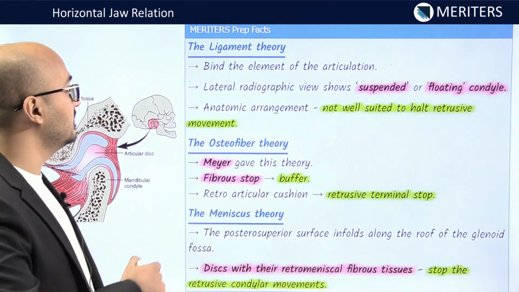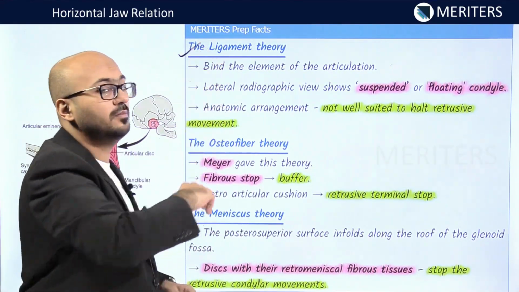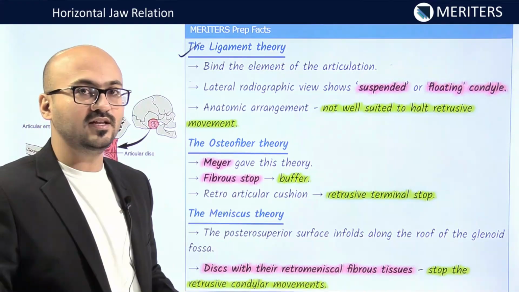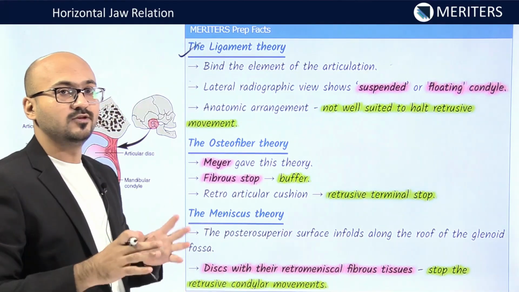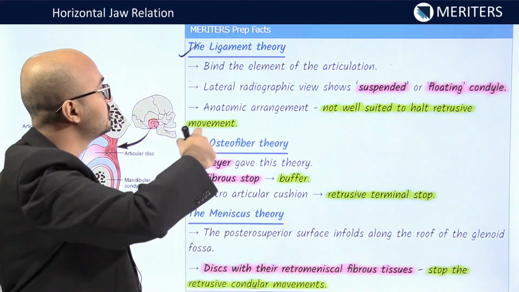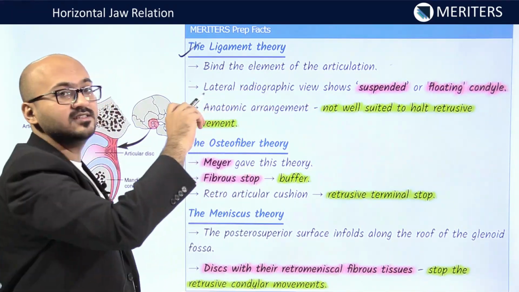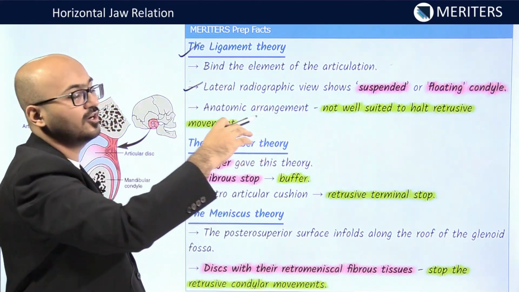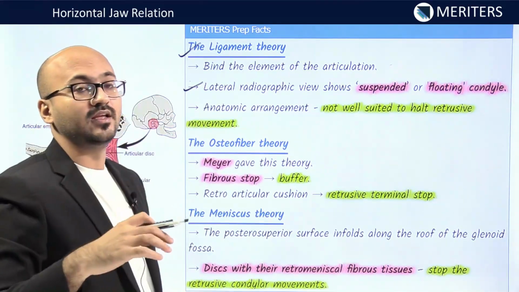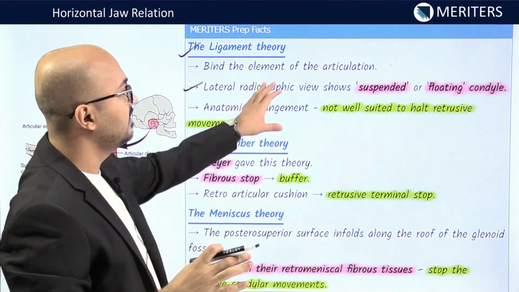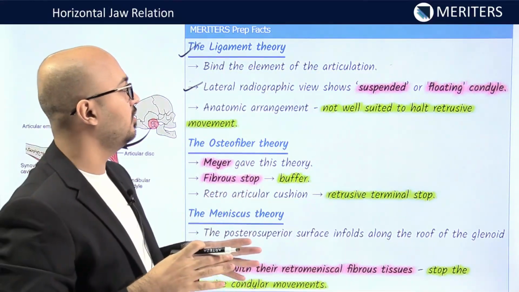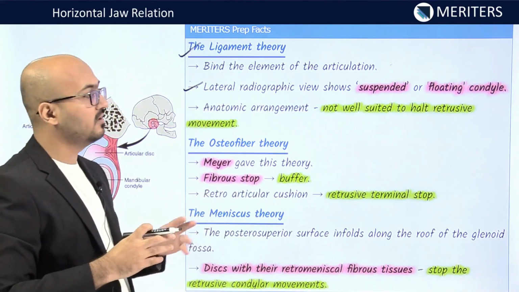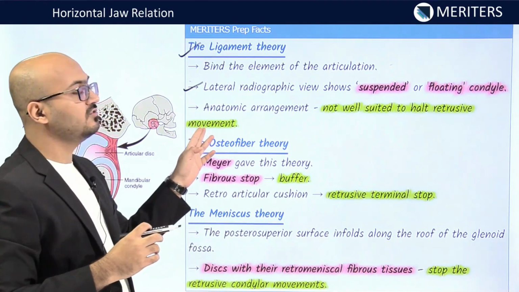Then the second theory is the ligament theory. Now we've seen the muscle theory where lateral pterygoid is responsible. In the ligament theory, obviously ligaments are responsible for this retruded position of the mandible. This is the element that is important for articulation. The lateral radiograph shows a suspended or floating type of condyle. In the lateral radiographs, it was seen that the condyle is actually suspended or floating. Now this kind of arrangement is not suited for halting the retrusive movement of the condyle.